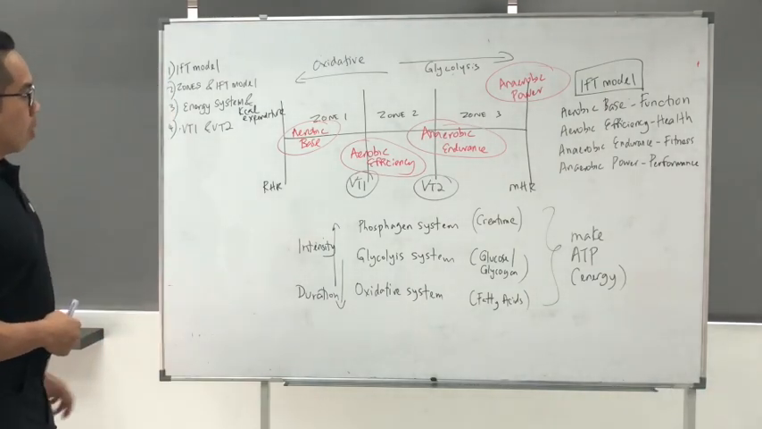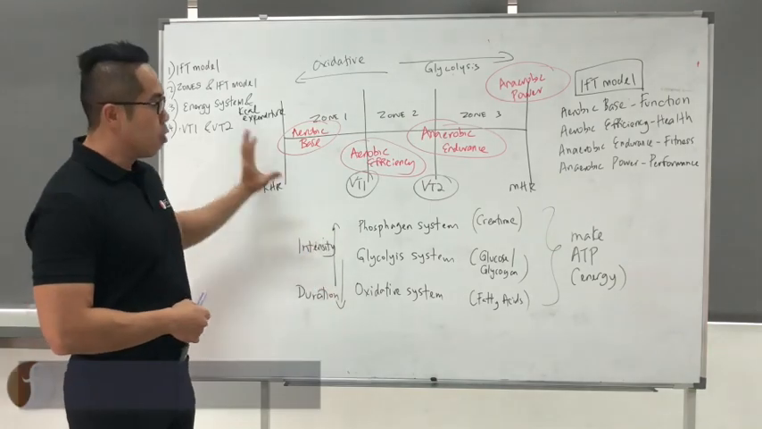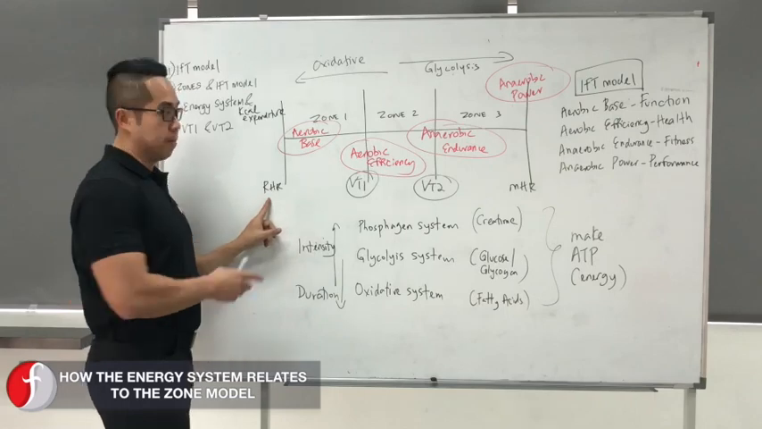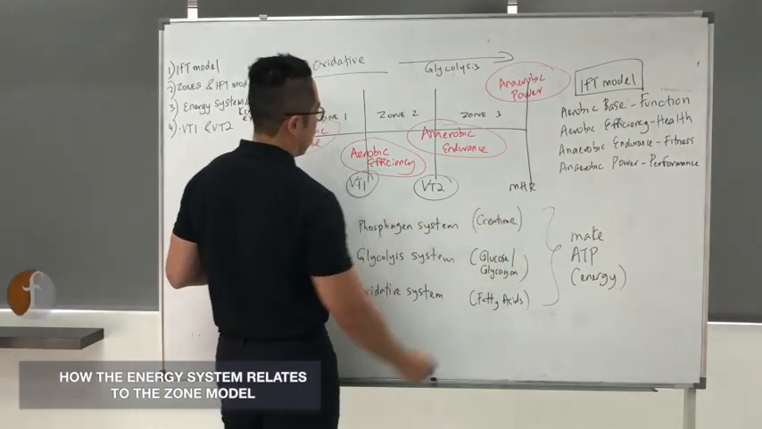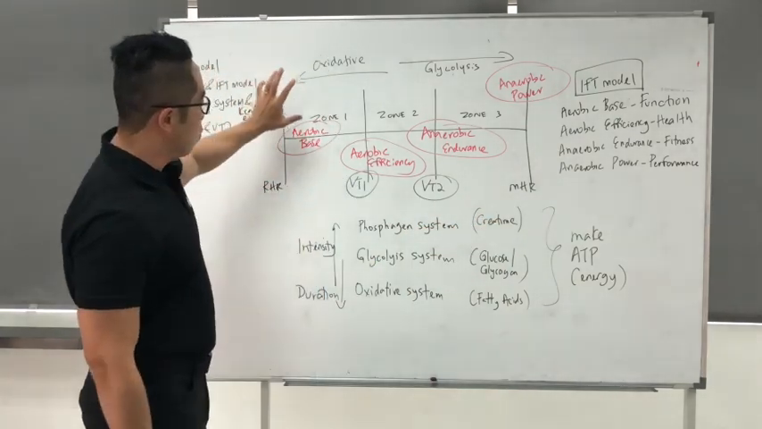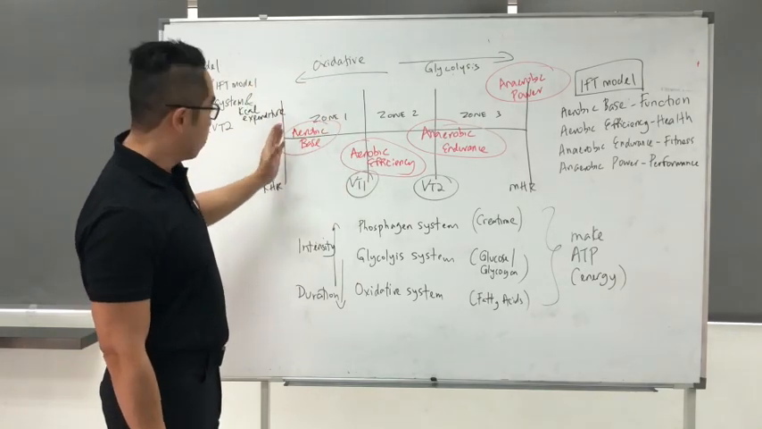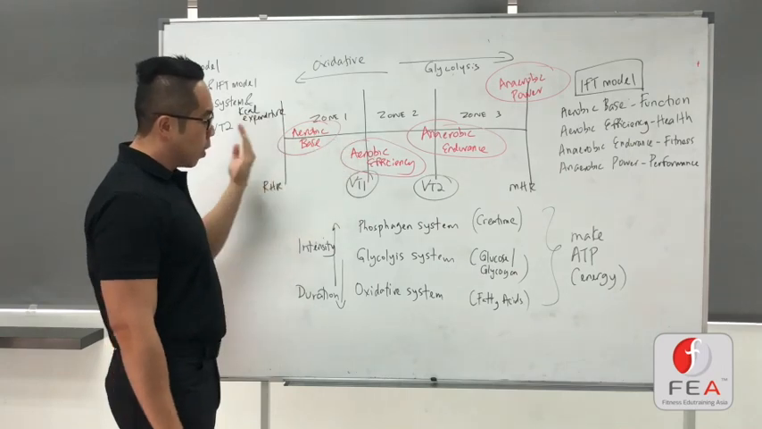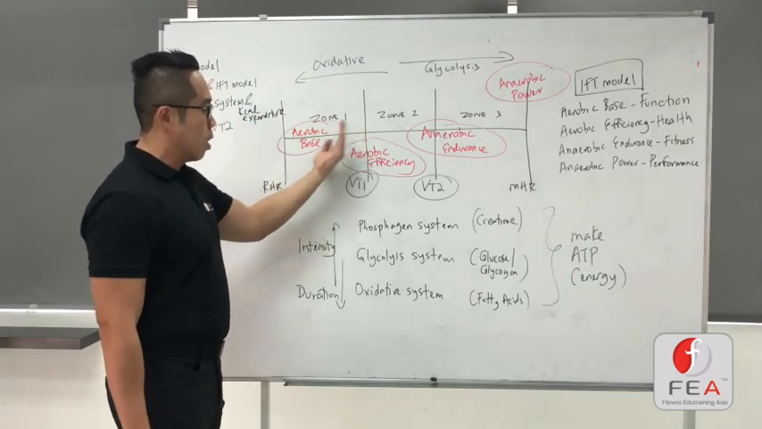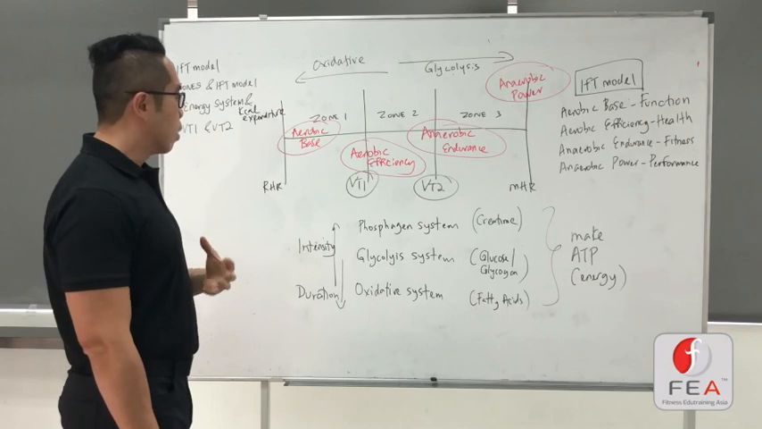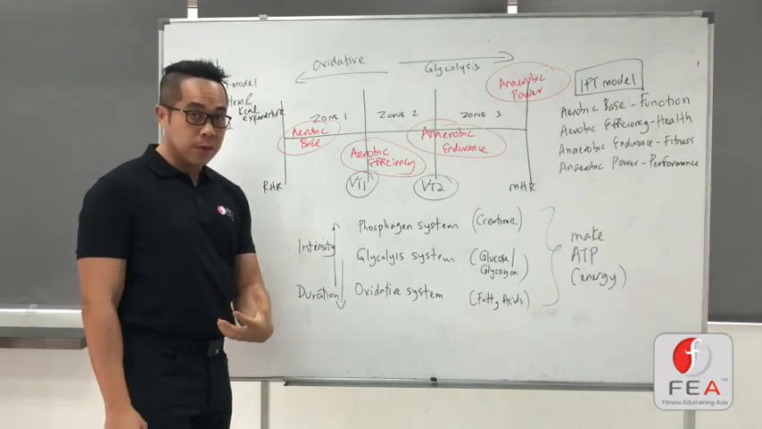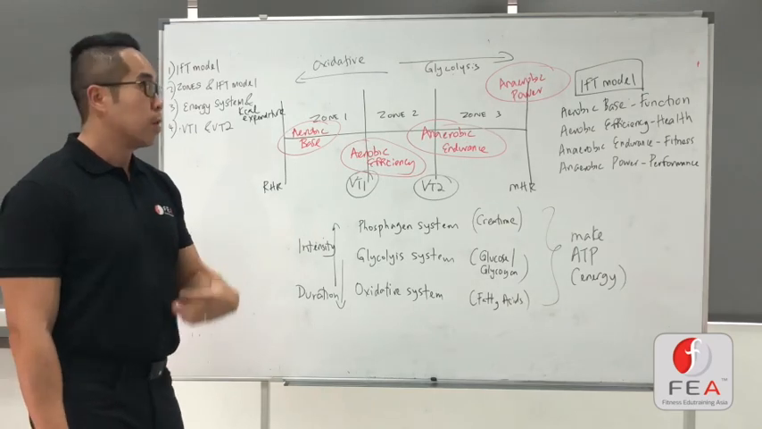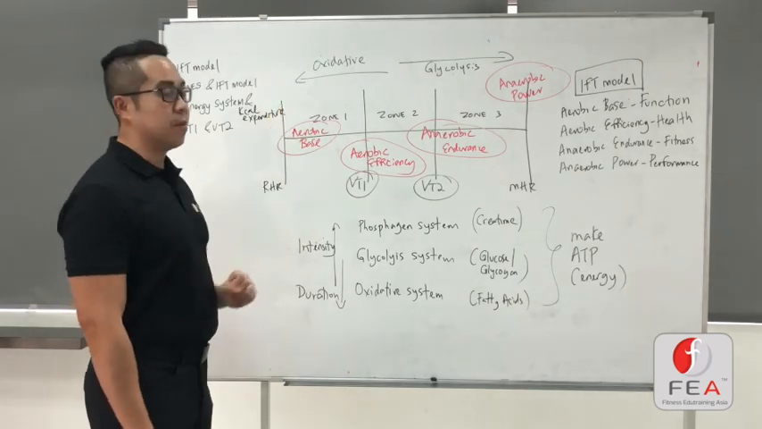Now, let's have a look at how this energy system relates to the zone model. This is your resting heart rate. This will be your max heart rate. If you are exercising in zone 1, closer to your resting heart rate, we call this the oxidative zone. Why? Because predominantly, most of your calories will come from fats through the oxidative system.